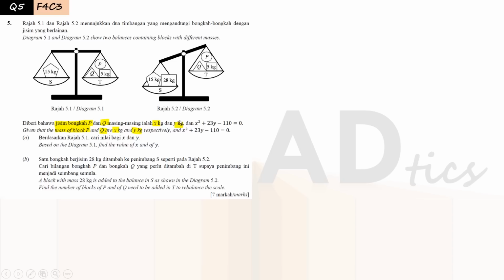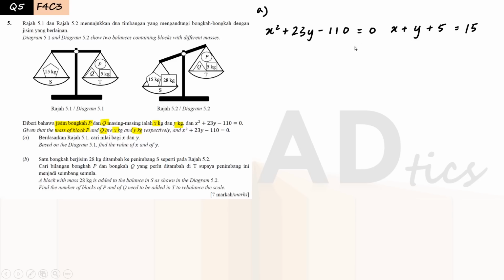We are given one of the equations already, and to find the second one we can go into this first diagram, because as you can see it is balanced. This means the mass on the left side and the mass on the right side are the same, so we can form an equation from here. The mass of block P, which is x, plus the mass of block Q, which is y, plus 5 equals 15. So this would be our second equation.